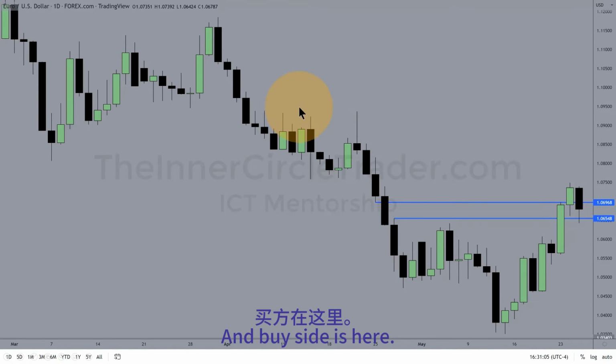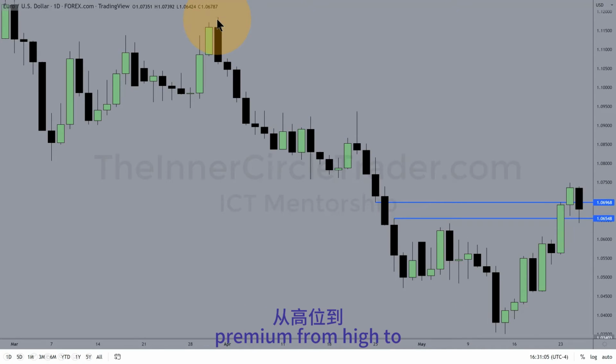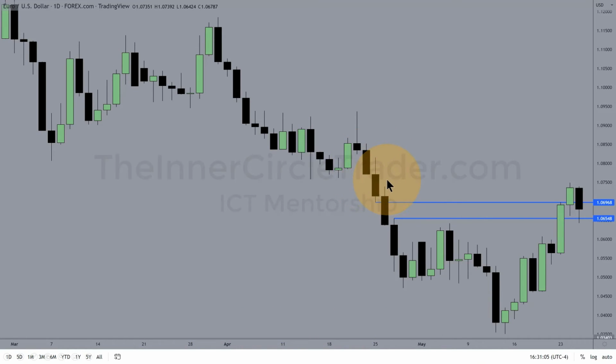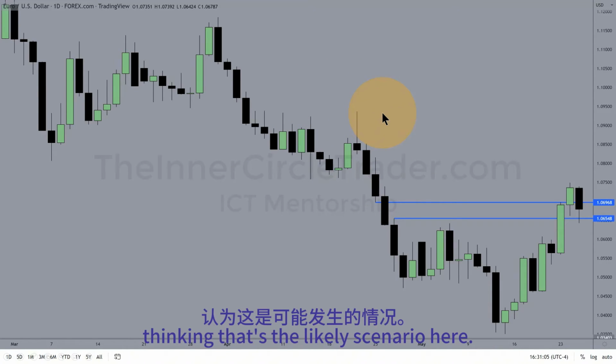And buy side is here if it's going to do a nice run up into a deep premium from high to low. This would be a really nice run. But we still have a little bit more of this area. It's an imbalance, so don't get too wildly bullish. I'm not trying to push that or twist your arm thinking that's the likely scenario here.